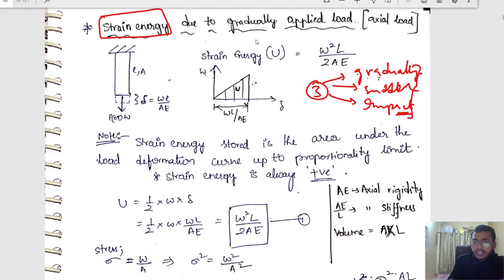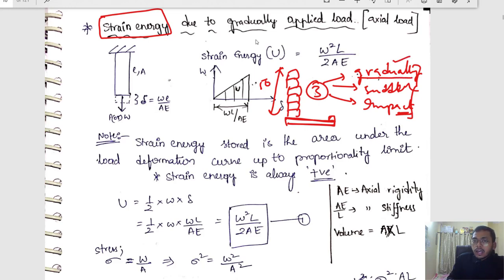I will explain you the difference. For example, if there is a weighing scale, you know what is a weighing scale, right? On which you can see your weight. If for example you are keeping 5 kgs, later you again increase 5 kgs, again you increase 5 kgs, again you increase 5 kgs till you get 50 kgs. This type of loading in which you are gradually increasing the load, we call it as gradually applied loading.